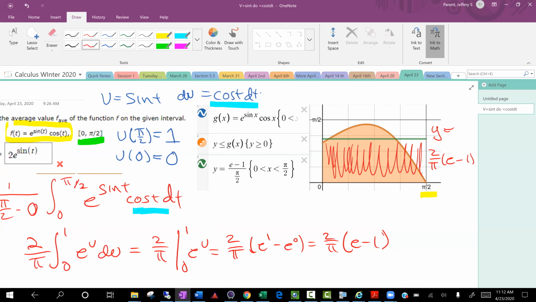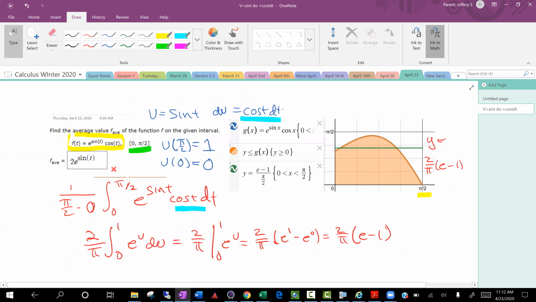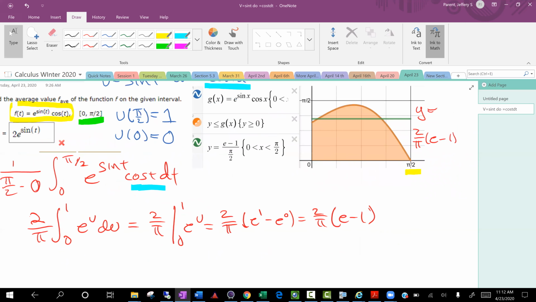But overall, this is the average value for that function. And it looks reasonable, I think. I don't think that looks unreasonable at all. So, okay. How's that one looking for the first problem here? Good. Doing okay? All right, yeah. Thank you.